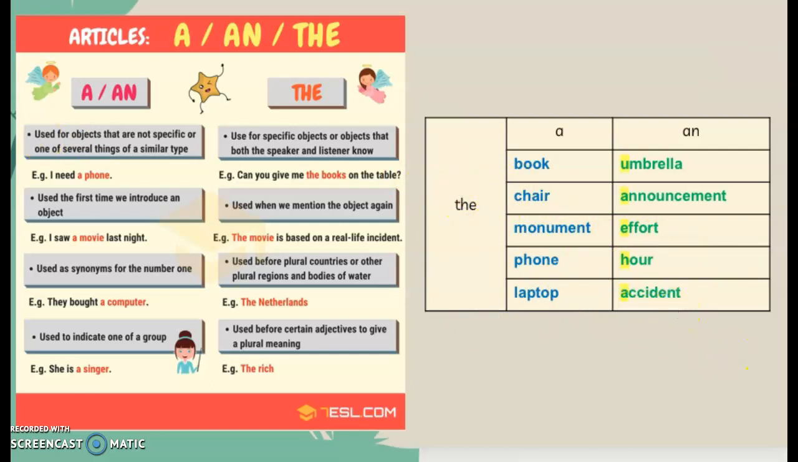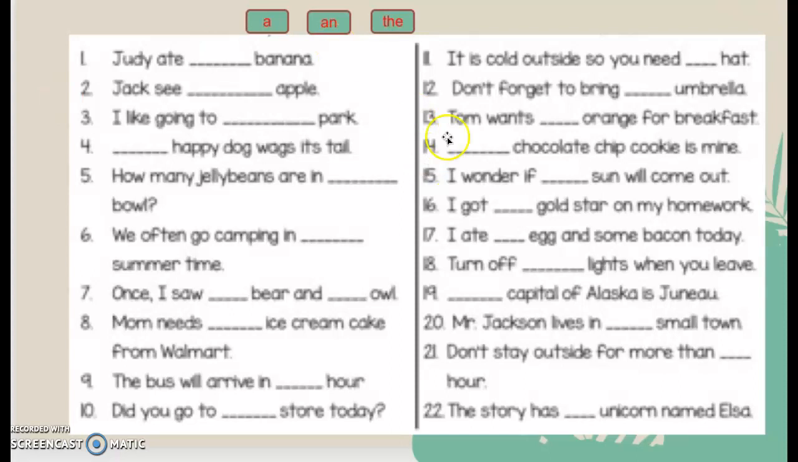Alright. So now let's put it into practice. I am so sorry that the image is a little bit blur, but I hope that you can still see it. Let's just go through quickly all the 22 questions. Judy ate a banana. Jack saw an apple, because it starts with A.